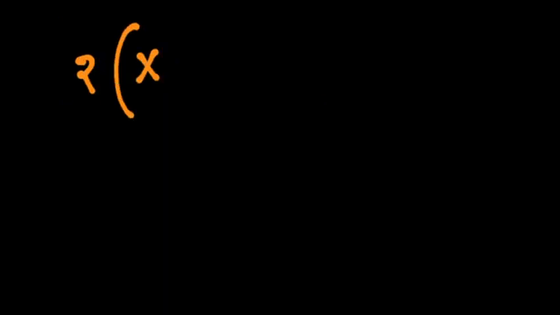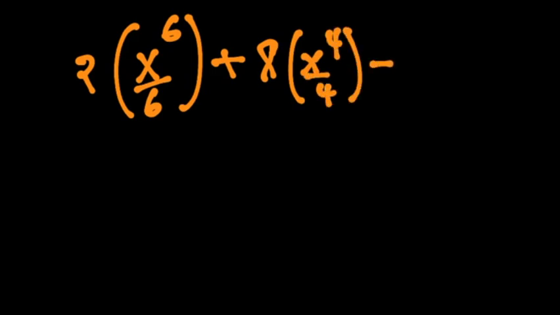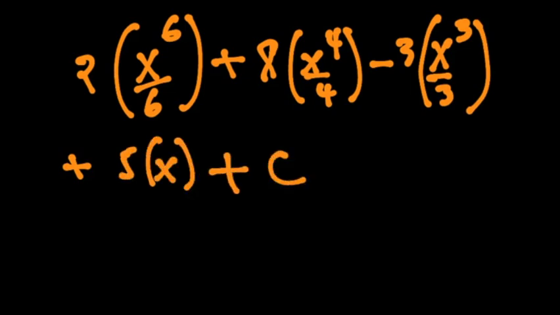integral of x to the 5 is x to the power of 6 over 6, plus 8x to the power of 4 over 4, minus 3x to the power of 3 over 3, plus 5x plus c. Now you can just clean it up here by 2, 3, by 2, 1.